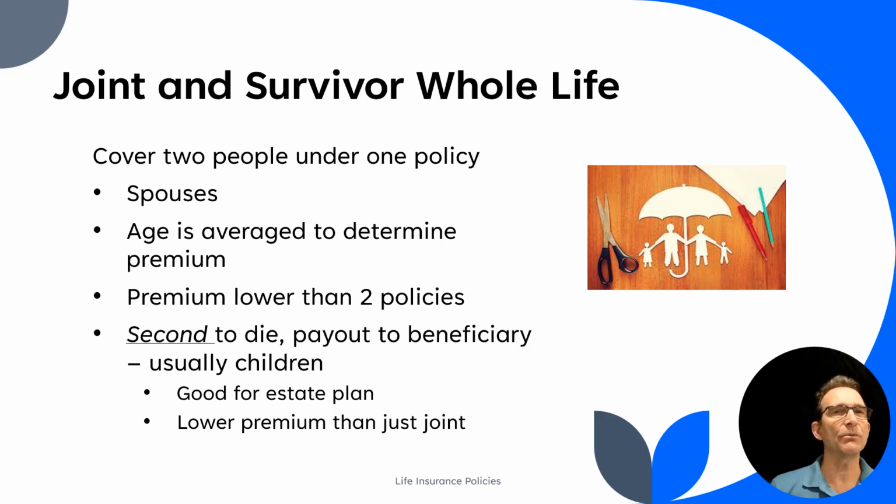Why? Because this is really primarily designed for couples who want to make sure that their children receive a death benefit. So maybe financially, they're okay if one or the other of them were to die, or maybe they have a policy already to cover that. But in this case, they want to make sure that when the second one of that couple were to die, then the children receive that payout, that death benefit. So this is a good tool for estate planning, and it's a less expensive way of doing that, again, rather than having two separate policies.